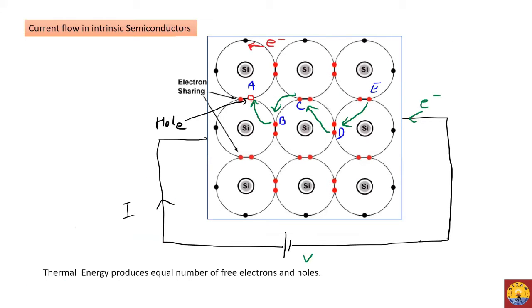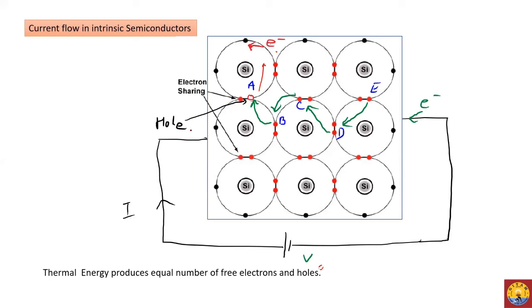Then suppose we connect this intrinsic semiconductor to a potential V or a battery. Just connecting it, we want to see how the current will flow, because we know that there are free electrons at room temperature. But once an electron jumps out, say an electron present here at position A jumps out of the orbit, we have an empty space remaining in position A.